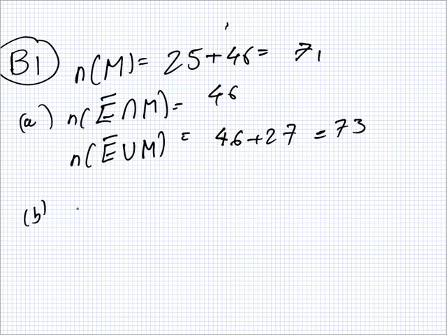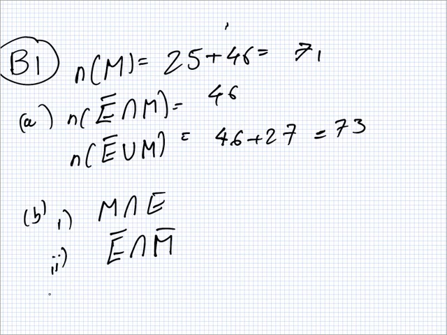Part B, the males who are employed, male and employed. The people who are unemployed, who are not male, so unemployed and not male. The set of either males who are unemployed or people who are employed. So the males who are unemployed or the people who are employed.